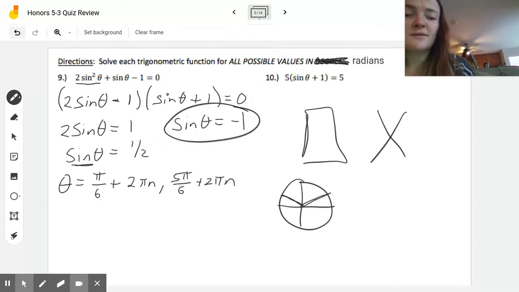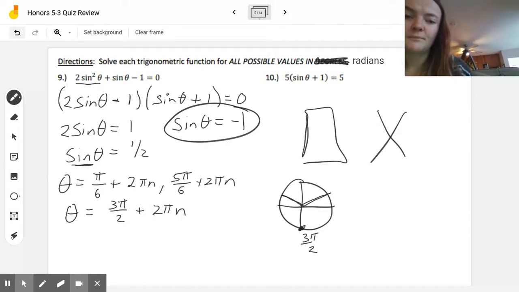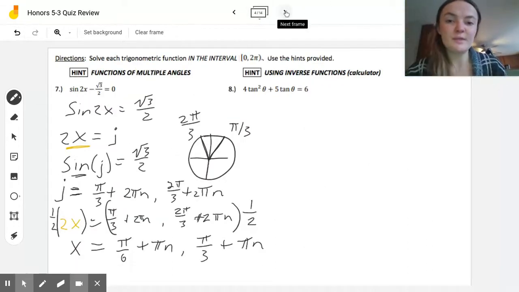When does sine of theta equal 1? Well, that actually only happens once, and it happens at pi over 3. So we're also going to say that theta is equal to 3 pi over 2. I'm sorry, I said pi over 3. 3 pi over 2 plus the period, which is 2 pi n. All right, so those are the solutions there. Okay, so let's move on to the next question.